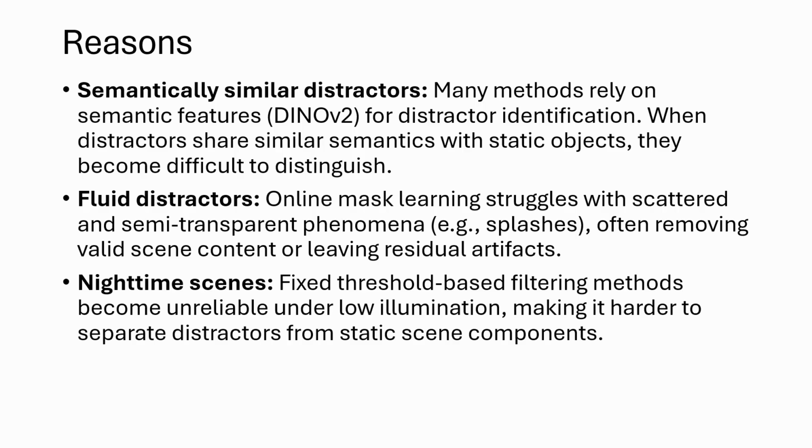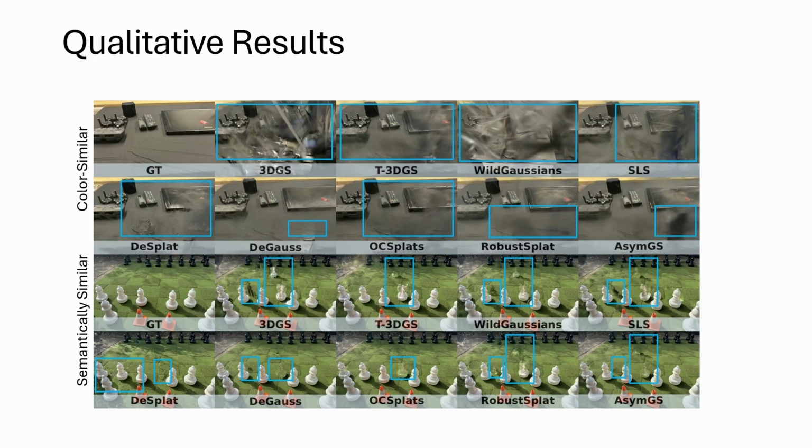For fluid distractors, online mask learning struggles with scattered and semi-transparent phenomena, often removing valid scene content or leaving residual artifacts. For nighttime scenes, fixed threshold-based filtering methods become unreliable under low illumination, making it harder to separate distractors from static scene components. The challenging scenes provide zoomed-in qualitative results for method comparison.